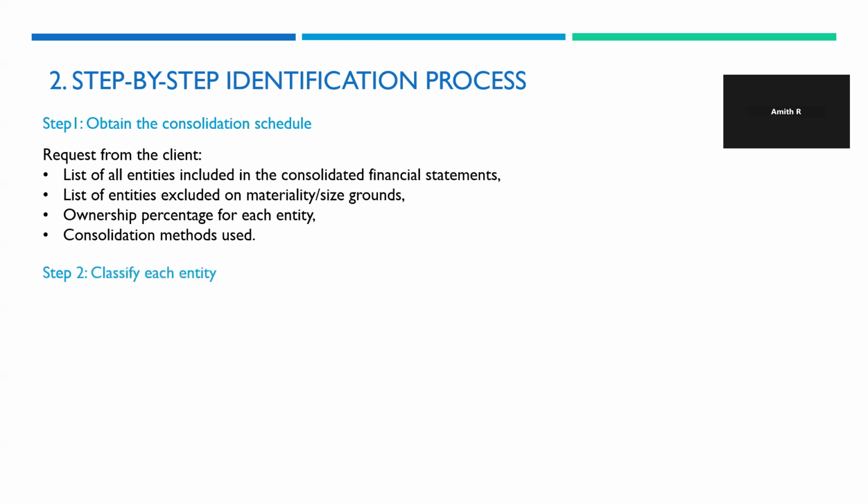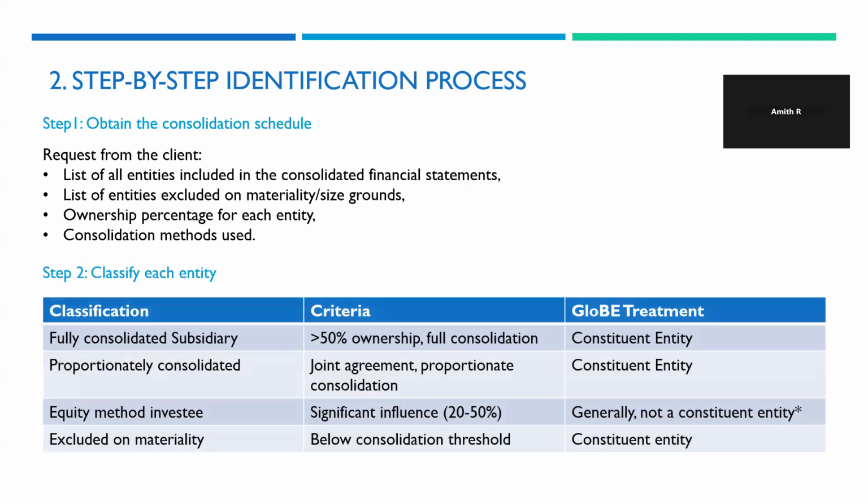Okay. Now we have to classify each entity. You see there are many types of things which go into the consolidated FS. Now there is a fully consolidated subsidiary, right? More than 50% ownership, full consolidation. Correct. This is the basic kind of entity that would be available in a consolidated FS. It is a constituent entity.